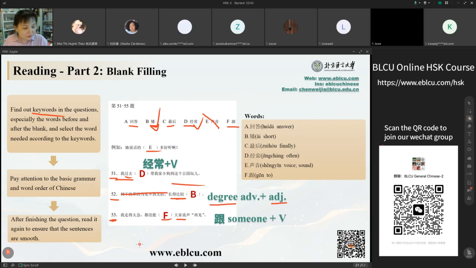Okay, next one, 53. This is easy. Just 跟大家说, 跟 somebody do something. So it should be F. So the basic grammar and word order in Chinese is very important. So yeah, you need to study the grammar when you're preparing for the HSK 3.